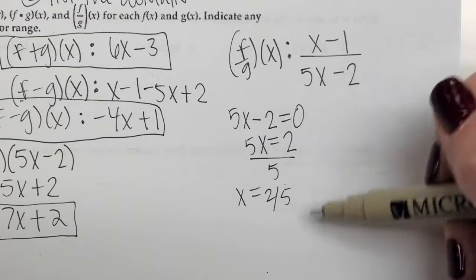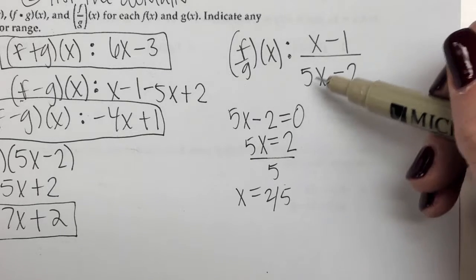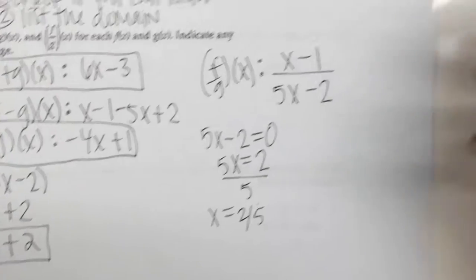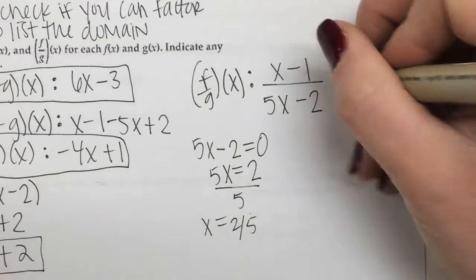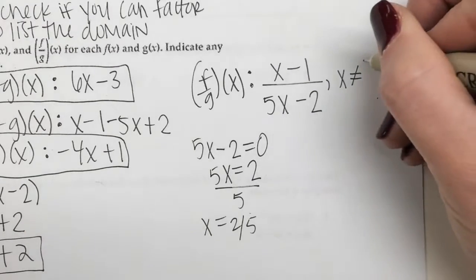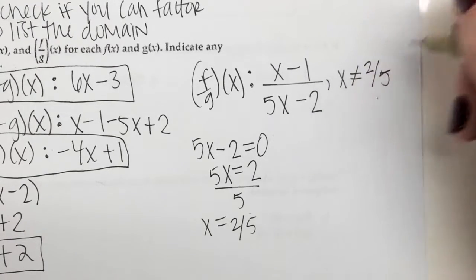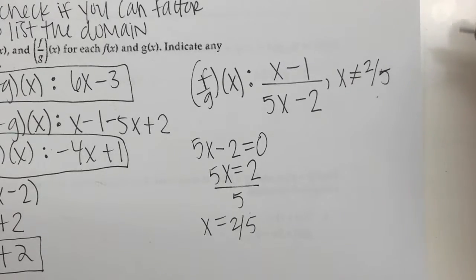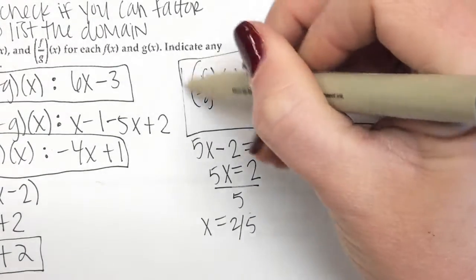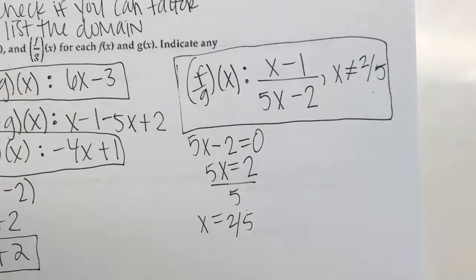That means if we were to plug 2 over 5 in for x right here, that would give us 2 over 5 times 5 is 2. Minus 2 would be 0. Does everybody see that? So the domain, how you write it, you just write comma, x cannot equal 2 over 5. Because if it did, the bottom would be 0. That's a no-no. Can't divide by 0. So that's what I mean by list the domain. X cannot be 2 over 5. That's it.